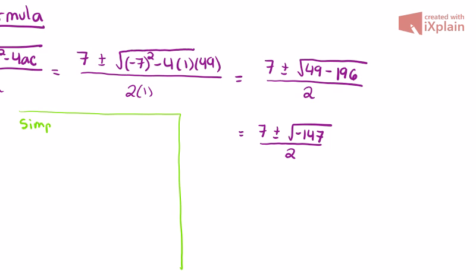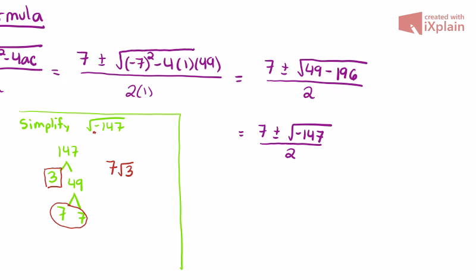So we'll do a little sidebar and start breaking 147 down into its factors. So 147 is 3 times 49, and then 49 is 7 times 7. Since this is a square root, I'm looking for groups of 2. I have 2 7s. That means one of those 7s will go outside of the root, and then I have this leftover 3 that's by itself, which goes back underneath the root. So this is what it simplifies to.